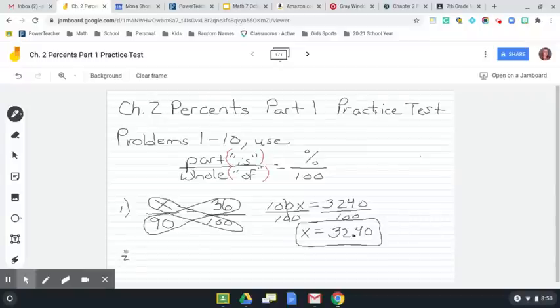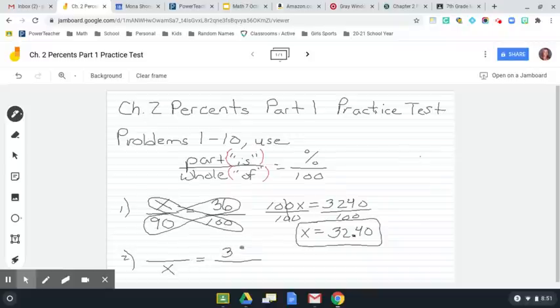Number 2. Okay, so we're going to start by setting our proportion up, and we're going to see what number 2 gives us. 19.25 is 35% of what number? Of what number is bolded. We don't know the whole. The of, we don't know. Of what number? We don't know the whole.